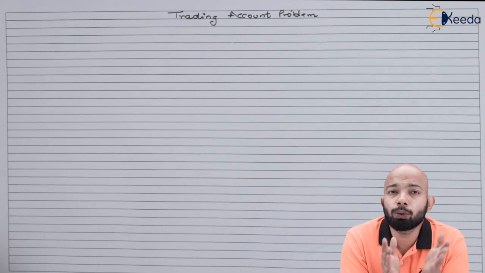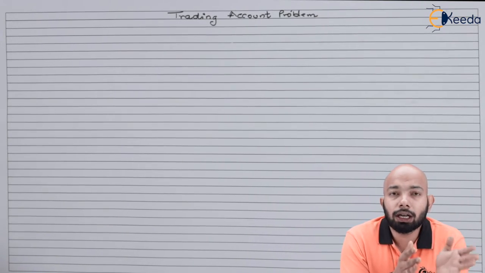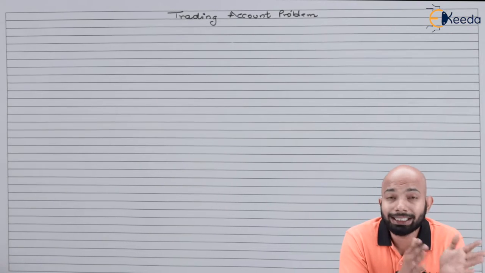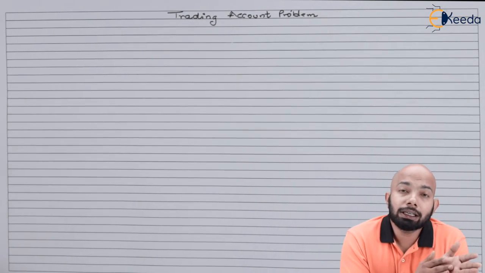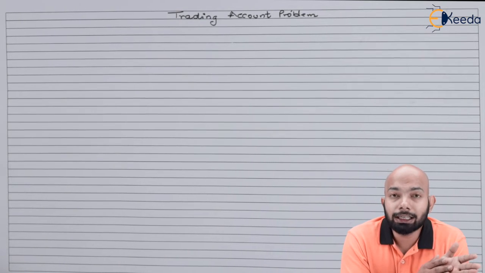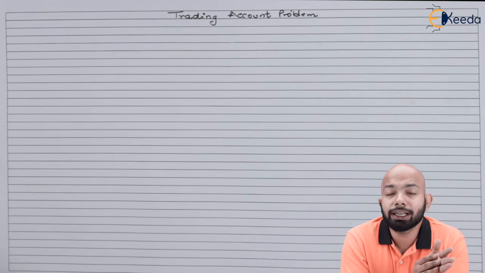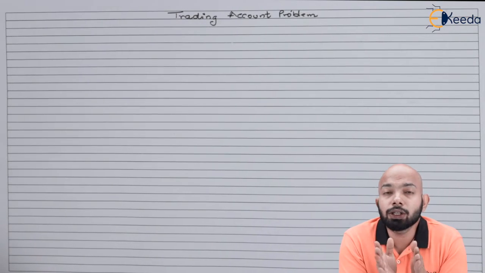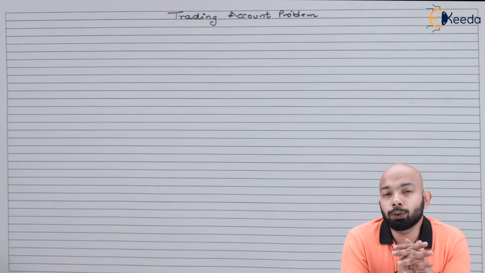So basically, this chapter will be completely related to the financial accounts of a sole proprietor. What needs to be done, what kind of problems you need to solve, and how different it is from the preparation of final accounts of a partnership firm or any kind of manufacturing entity. All these differences will be segregated and explained to you through the preparation of these problems.